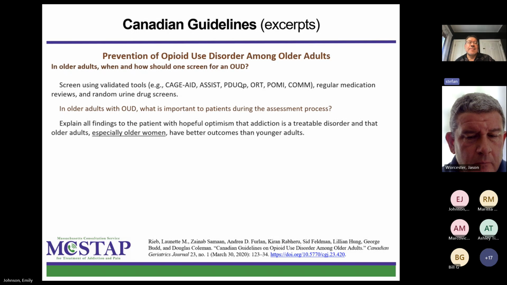Also, when you're assessing an individual, an older individual, explain to them optimistically, because there's extra stigma in our older generations, with optimism and hope that dependence is normal, addiction is treatable, and especially older women, as well as older adults in general, can do better with treating addiction than a younger population.